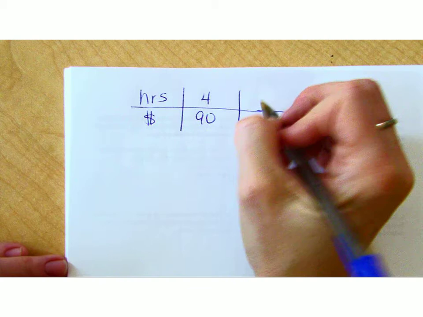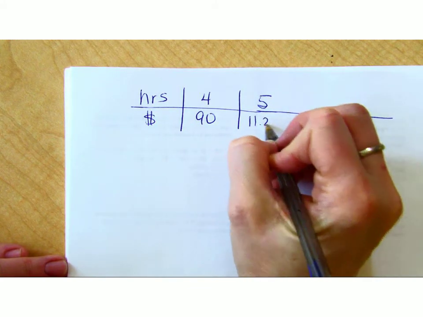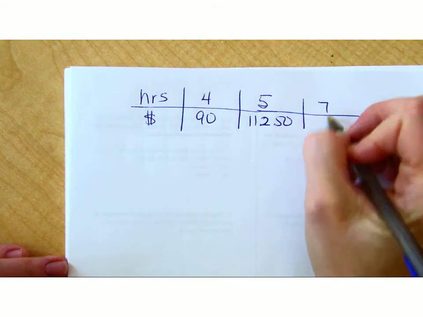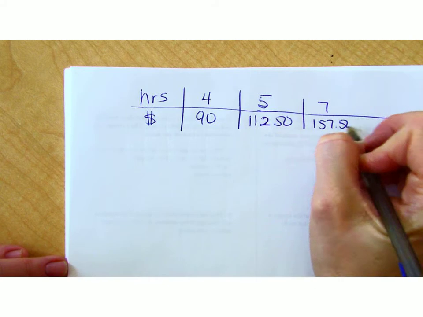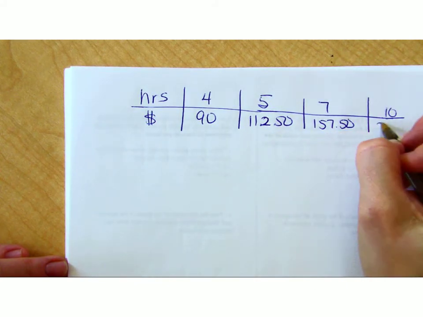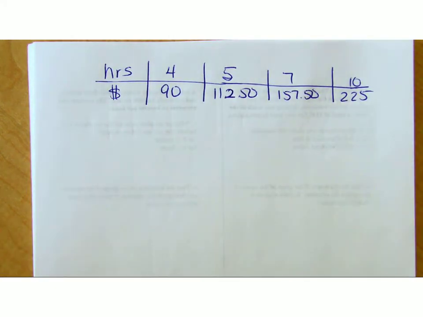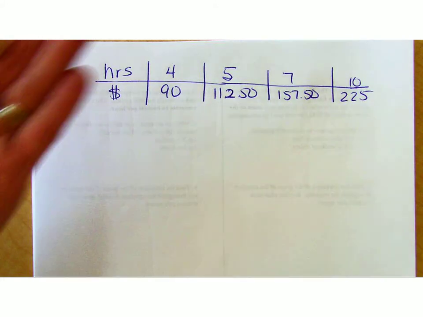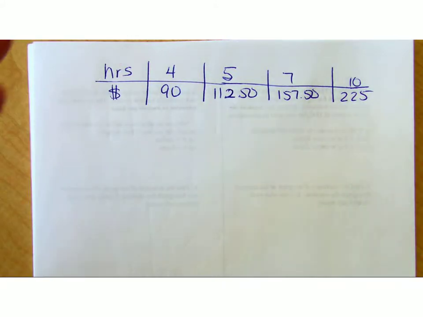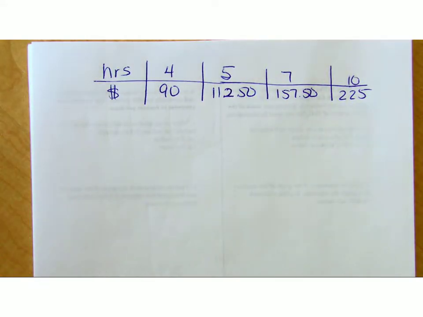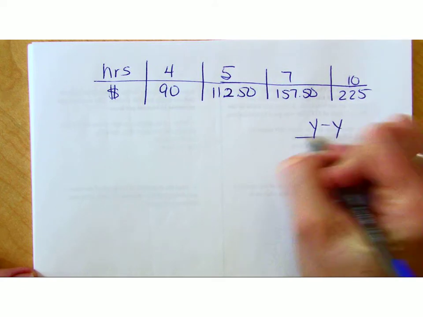It could be anything. 5 hours costs $112.50. 7 costs $157. And 10 costs $225. Okay? Like, you need to be able to look at this and know exactly what to do to find how much per one. It doesn't matter if I'm talking about a rental for a canoe or people at a wedding reception. It's 4 hours, costs 90 something. So, what is the difference in my Y's? What is the difference in my X's?